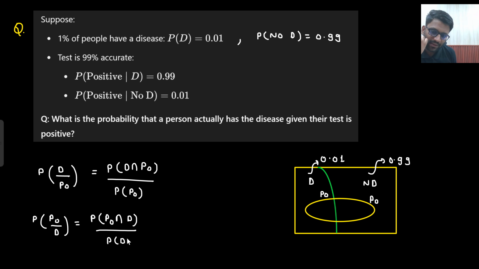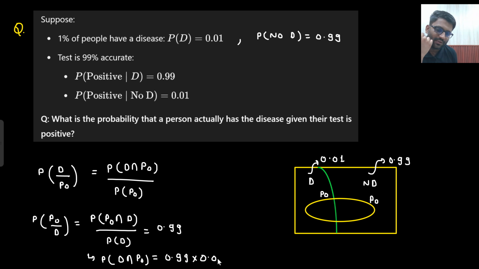divided by probability of disease, that is equal to 0.99. So what you are getting from here, disease intersection positive, that is coming out to be 0.99 into probability of disease, 0.01. So the job of this particular thing is done, 0.99 into 0.01. But now what you need to find is the probability of positive. So the probability such that this particular test will give you a positive result.